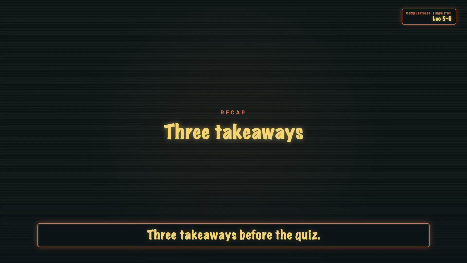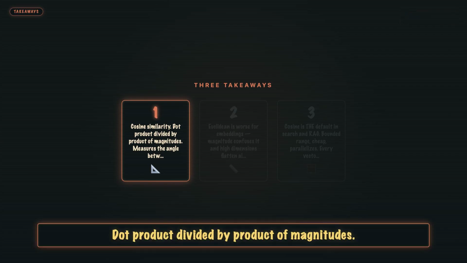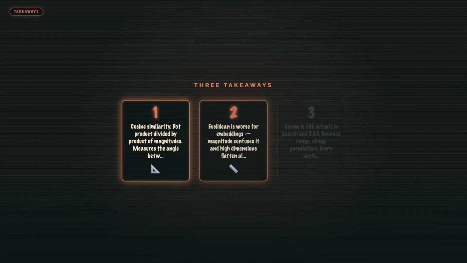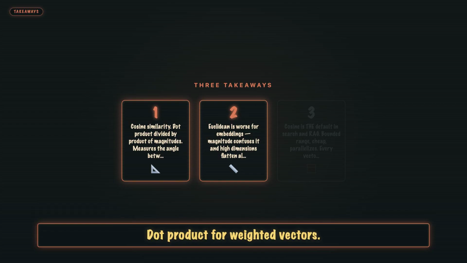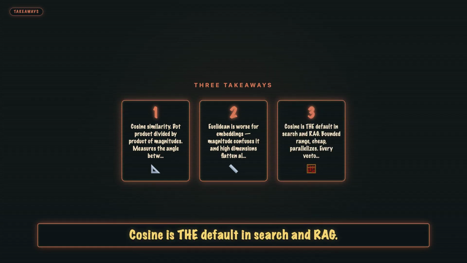3 takeaways before the quiz. 1. Cosine similarity: dot product divided by product of magnitudes. Measures the angle between vectors. Ignores length. That's the whole point. 2. Euclidean is worse for embeddings. Magnitude confuses it, and high dimensions flatten all distances. Jaccard is for sets. Dot product for weighted vectors. Different tools. 3. Cosine is the default in search and RAG. Bounded range. Cheap. Parallelizes. Every vector database defaults to it. Fight it at your peril.